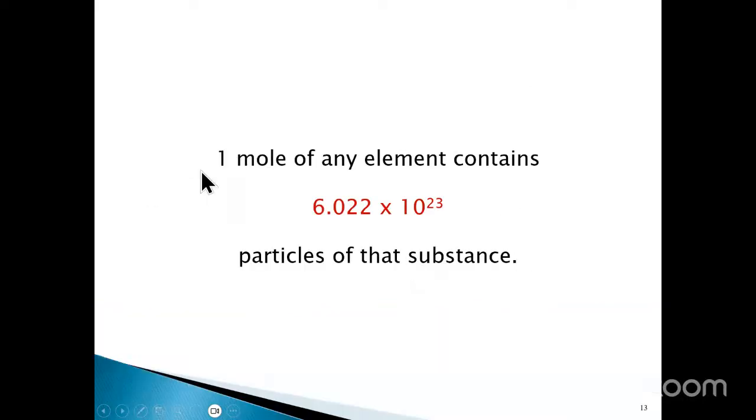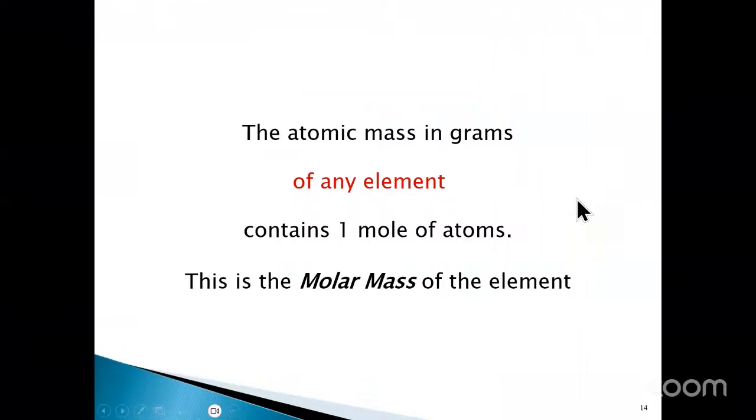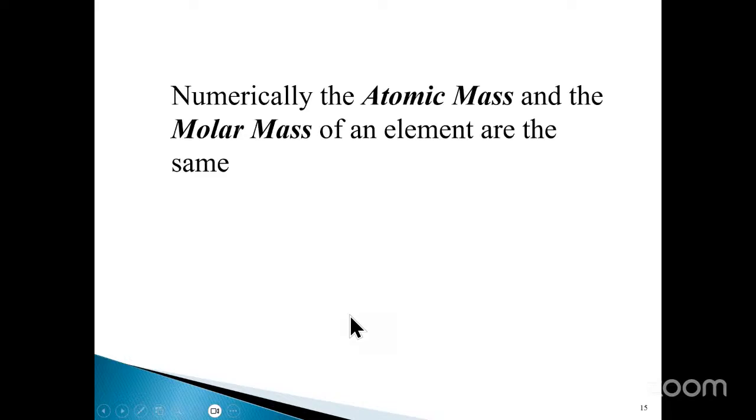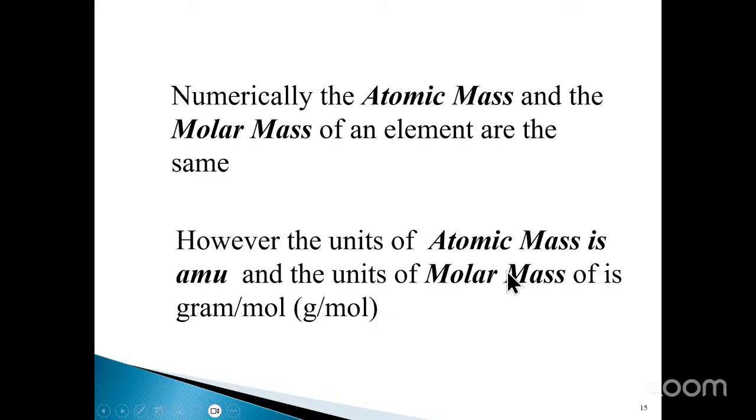So by definition, 1 mole of any element contains that number of atoms of that element, all right? And it turns out that we have another term known as the molar mass, which represents the mass that 1 mole of an element or an atom would have, right? And it turns out that the molar mass is the same thing as the atomic mass for elements, right? But the difference between them is that, well, not numerically, they're numerically the same, but the units are different.